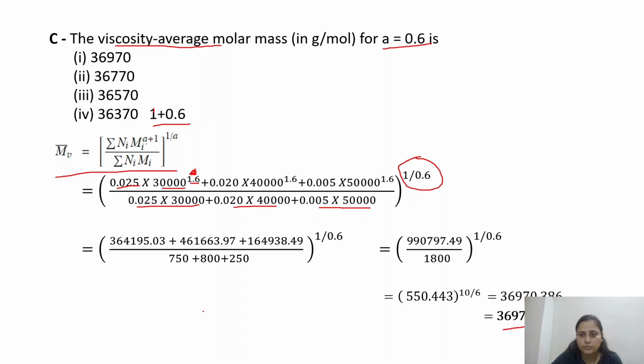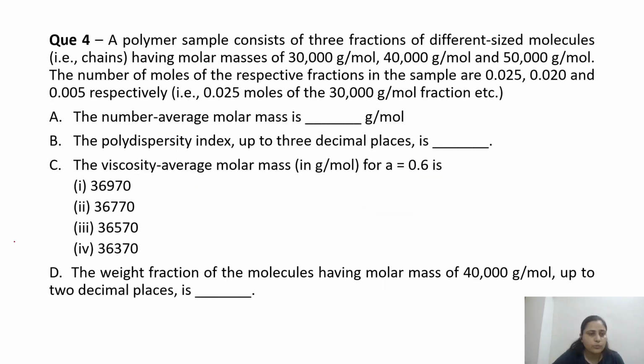So last segment. So what is the correct answer from 1, 2, 3, 4? What we got is 36,970, which is option A, is correct.